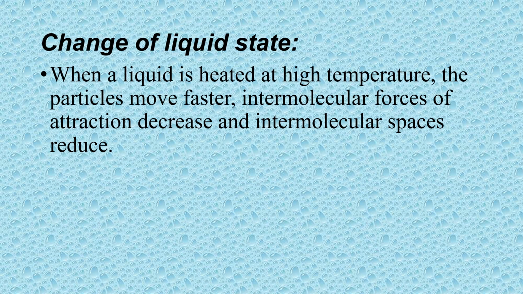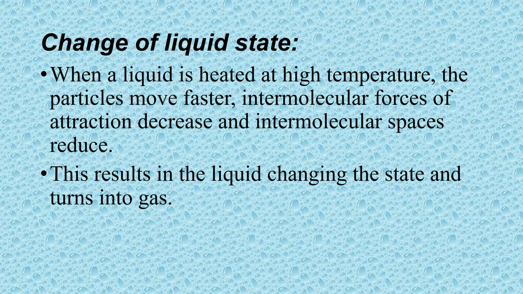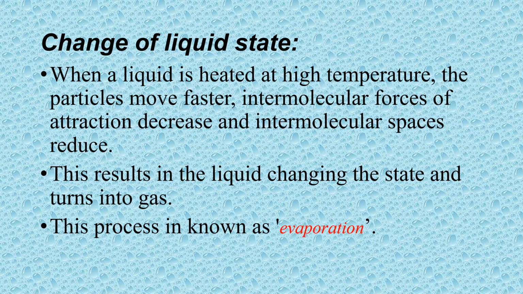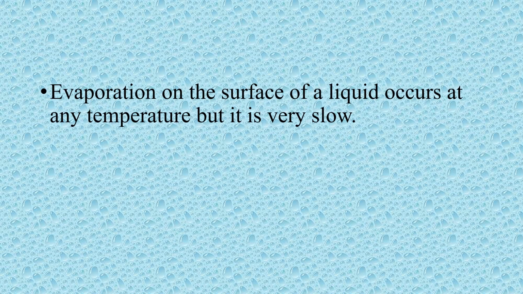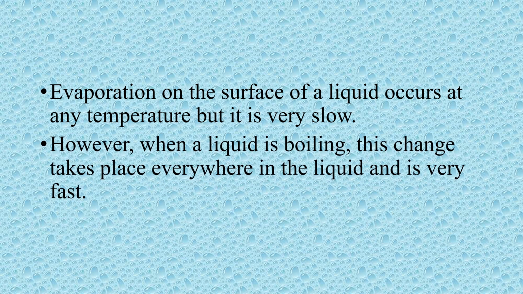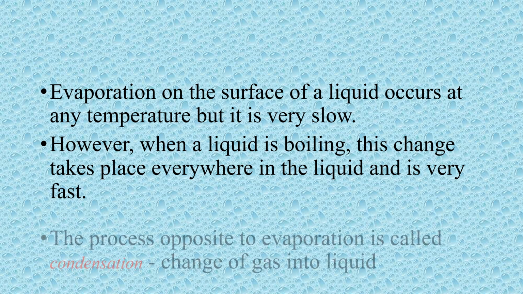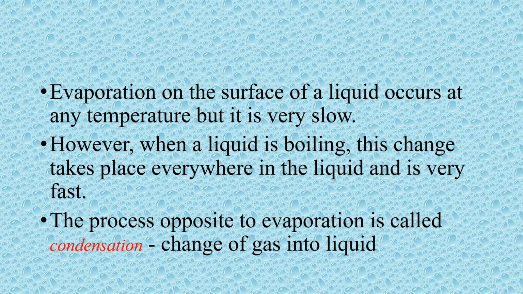Change of liquid state. When a liquid is heated to a high temperature, the particles move faster, intermolecular forces of attraction decrease and intermolecular spaces increase. This results in the liquid changing state and turning into gas. This process is known as evaporation. Evaporation on the surface of a liquid occurs at any temperature, but it is very slow. However, when a liquid is boiling, this change takes place everywhere in the liquid and is very fast. The process opposite to evaporation is called condensation, the change of gas into liquid.